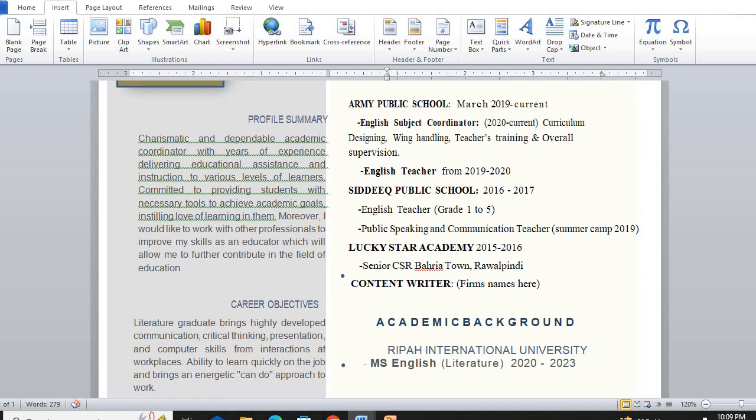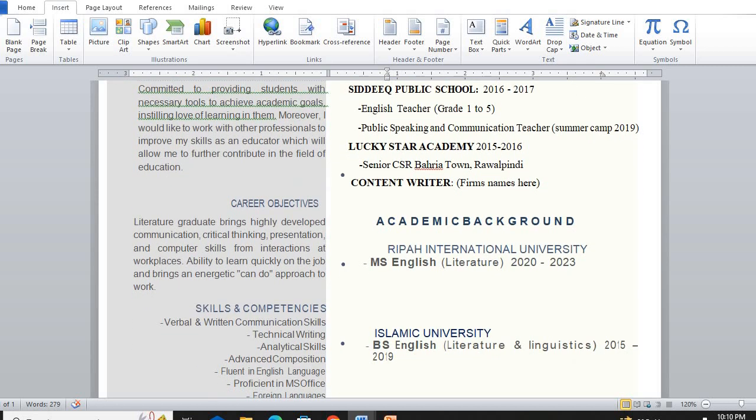Then we have profile summary. Charismatic and dependable academic coordinator with years of experience delivering educational assistance and instructions to various levels. It's like a small summary, a small introduction of yourself. You can give the heading of profile summary and then write it. Then career objectives. What do they include? Literature graduate brings highly developed communication, critical thinking, presentation, and computer skills from interactions at workplaces. Ability to learn quickly on the job and brings an energetic can-do approach to work.